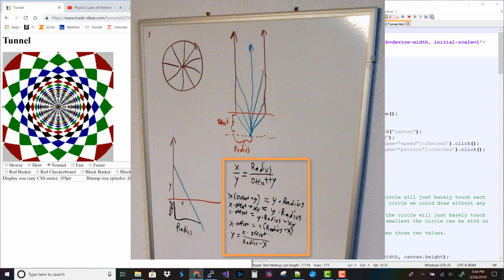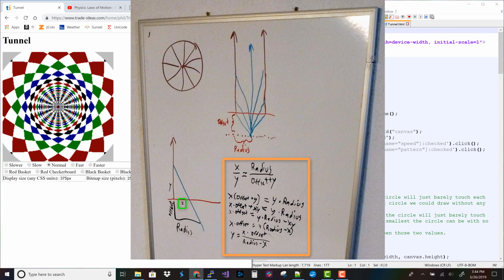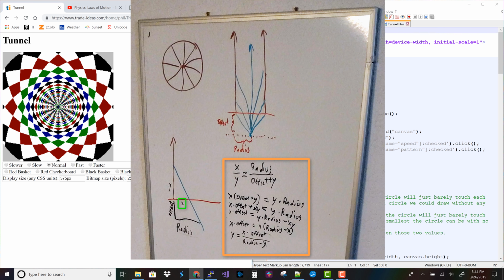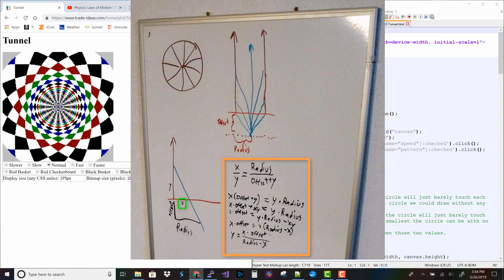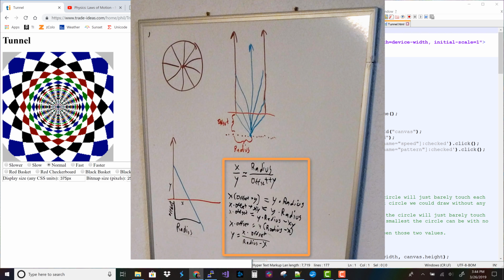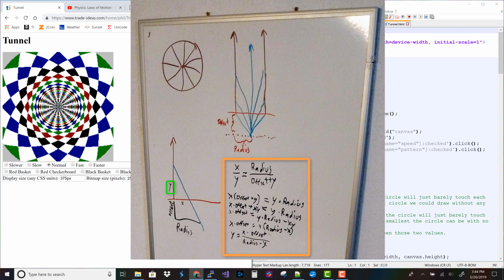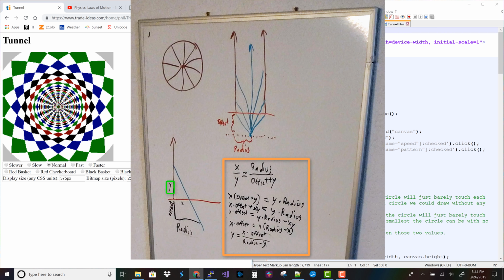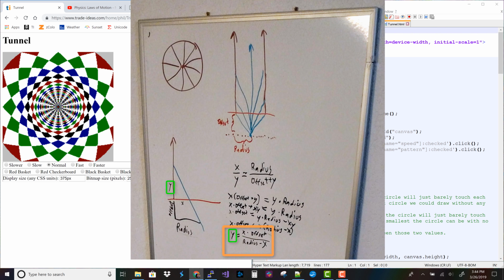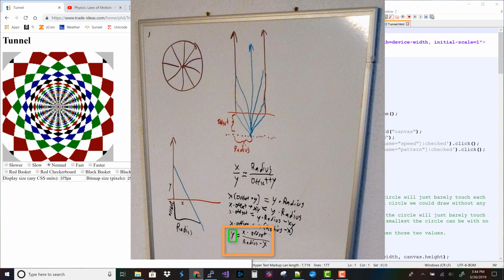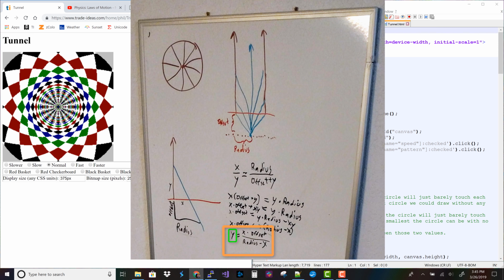Finally, I did some algebra. X is my input. I chose a spot on the screen to draw, and X says where it is. Y is the corresponding point in the tunnel. That's what I want to know. So I solve for Y. That's the tricky part. Now let's look at some code.